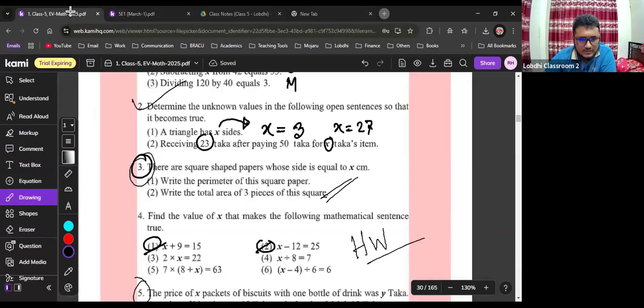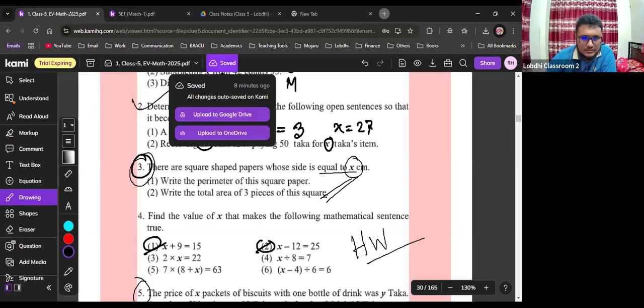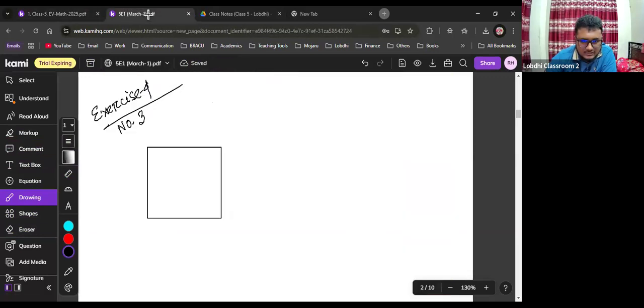So the question says, for number 1, we have to find the perimeter, and they have told already that each side is equal to x centimeter. That means this side is x centimeter. If this is x centimeter, we don't need to tell that this is also x centimeter, this is also x centimeter. This is already from the definition of the square.